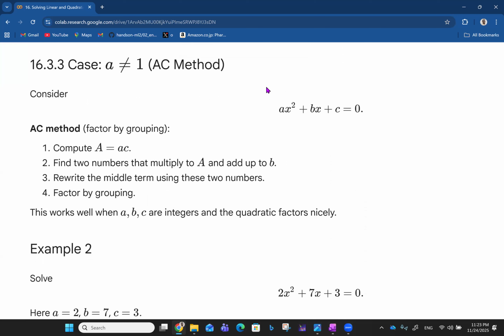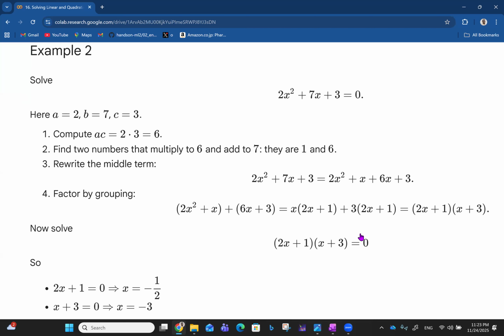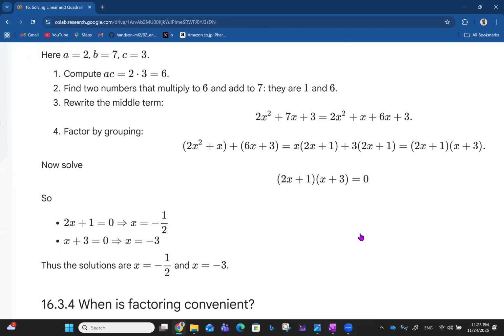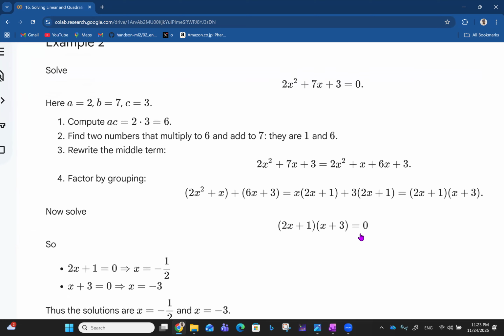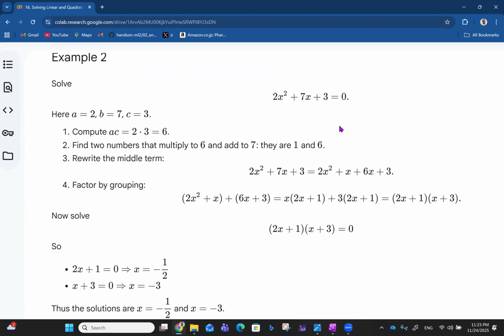Then we rewrite the middle term using these two numbers. Then we factor by grouping. This works well when a, b, and c are integers and the quadratic factors nicely. So let's look at this example right here. Example 2: now you have 2x squared plus 7x plus 3 equals 0.